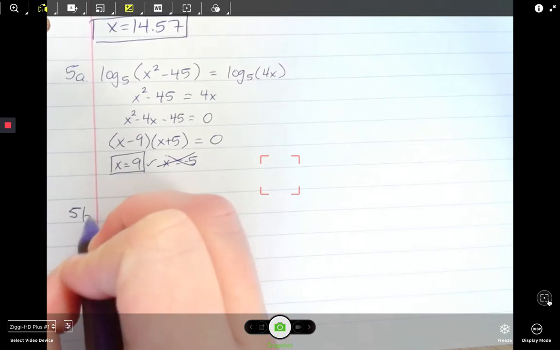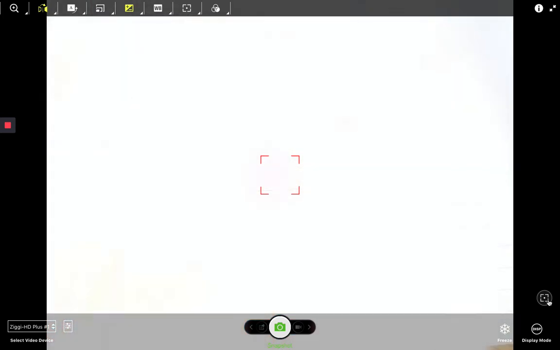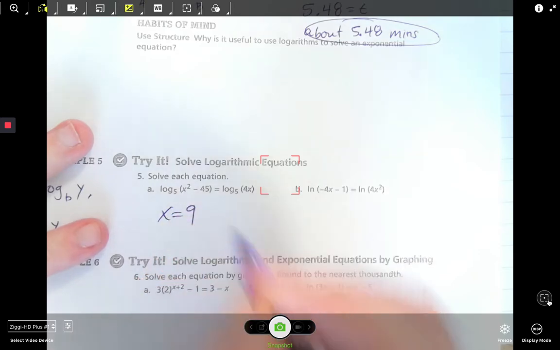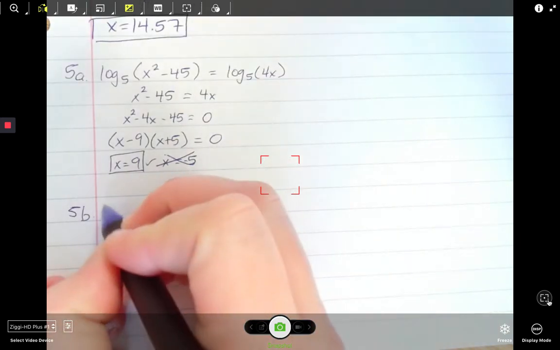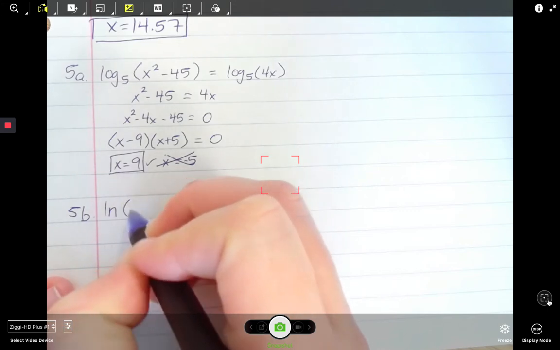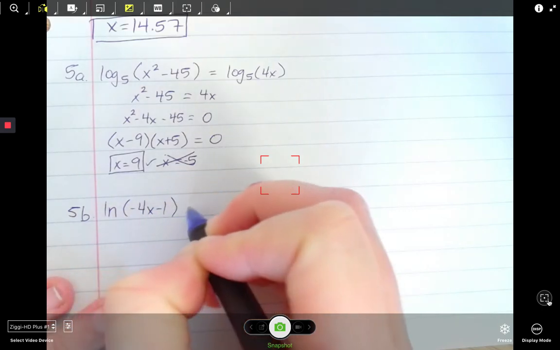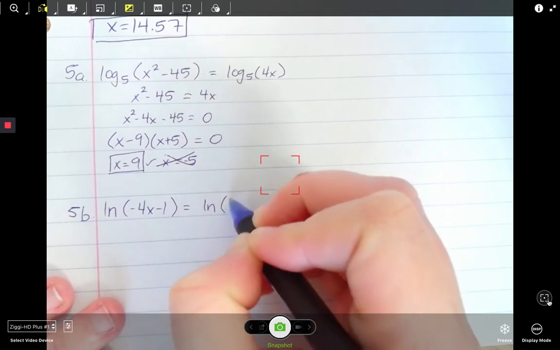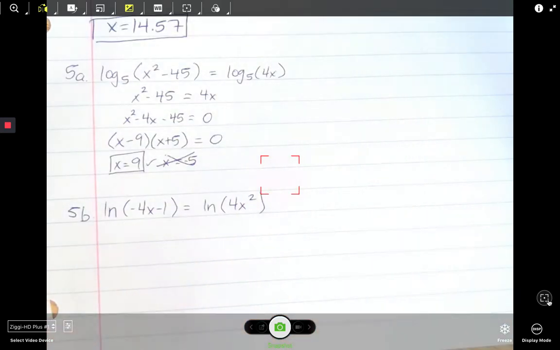Anyway, 5b. x equaled 9 over here. 5b, I've got the natural log of (negative 4x minus 1) is equal to the natural log of 4x squared.